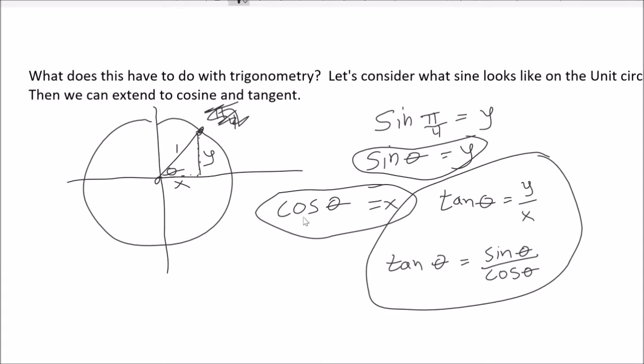So y'all, if you're asked for cosine of an angle, you're being asked for the x value at that location on the unit circle. That's all it's saying. If you're asked for sine of an angle, you're being asked for the y value at that location on the unit circle. So you can refer back to your unit circle that you have from part one to answer these types of questions. So let's look at some.